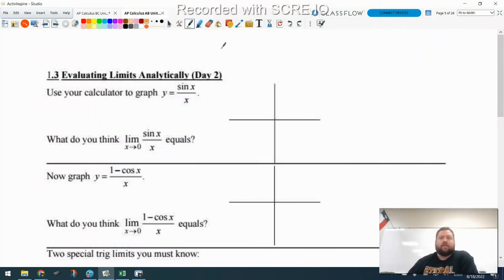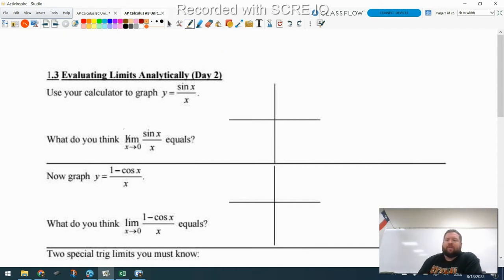All right, so this is our evaluating limits analytically day 2 lesson. So we're going to see some more trig. As you can see right here, we're going to learn some special limits and then see how we can apply those properties in some more creative ways to solve some more challenging limit problems.